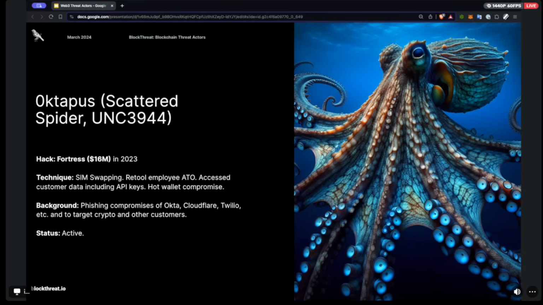Retool, they took over, again, SIM swapping, took over the employee. And then from that employee access, they could get customer data from Fortress and a dozen other crypto-related projects. They looked through their data, found API keys, hot wallet compromise, and $16 million they got.